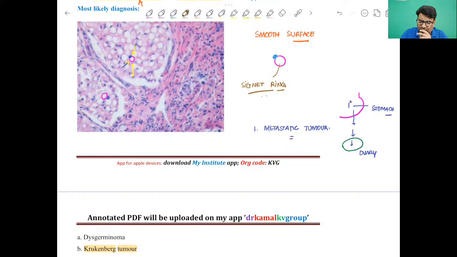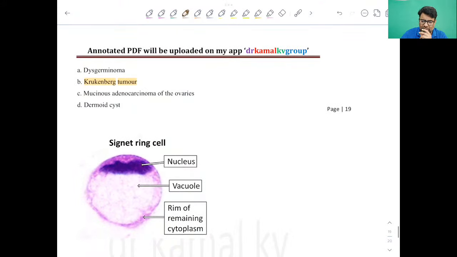And here I think I should also discuss one more condition. Okay, this is the signet ring appearance. Here you can see the cell. The nucleus is just pushed to one side, and there is a big vacuole within the cell. So this is the classical signet ring cell.